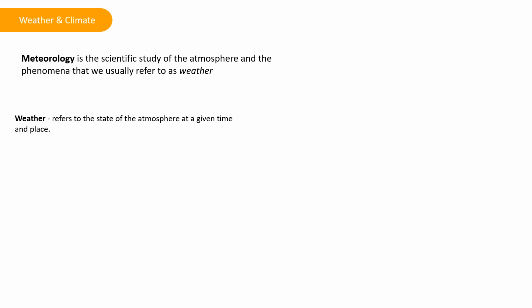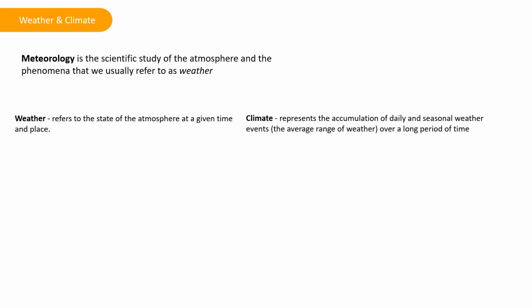Weather is constantly changing, sometimes from hour to hour, and at other times from day to day, whereas the climate represents the accumulation of daily and seasonal weather events, the average range of weather over a long period of time. Changes in the weather are continuous and sometimes seemingly erratic. It is nevertheless possible to arrive at a generalization of these variations. Such a description of aggregate weather conditions is termed climate.